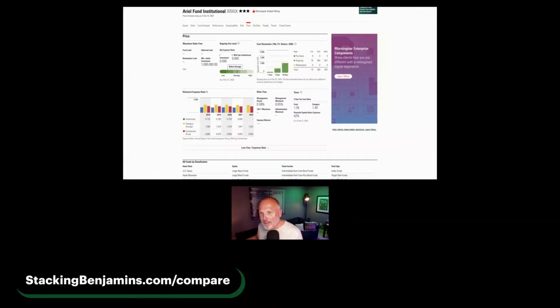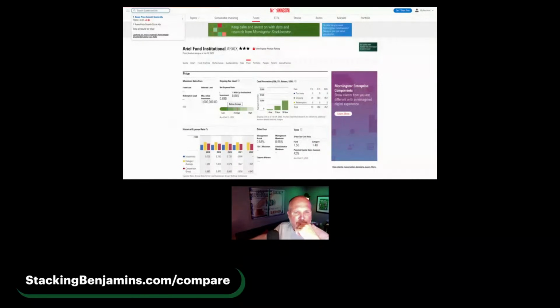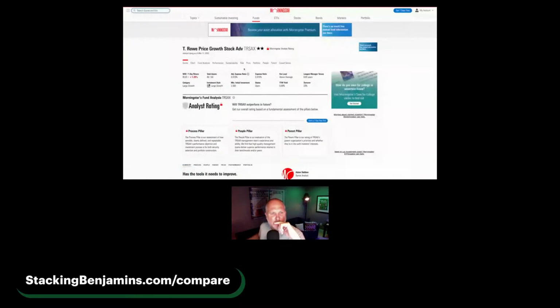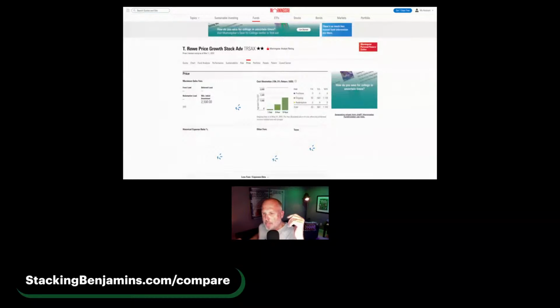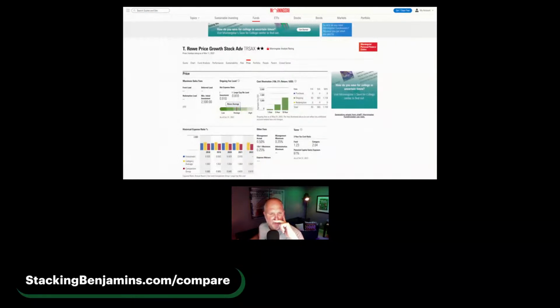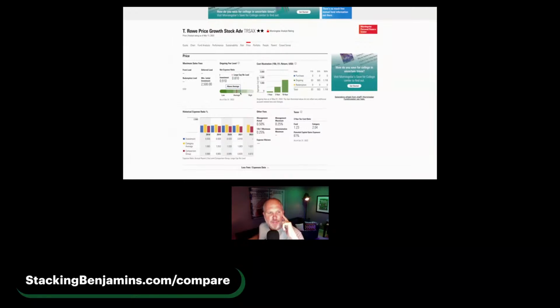Let's go back, by the way, to Malcolm's fund to show you the difference here. TRSAX. These two funds don't compete against each other. This is large company growth, and Ariel is small company value. But look at this: above average fees, minimum investment $2,500. There is no front end, back end, no redemption loads or fees. This one has a 0.91 expense ratio versus a 0.81. And this is probably another reason why this fund is 2 stars.